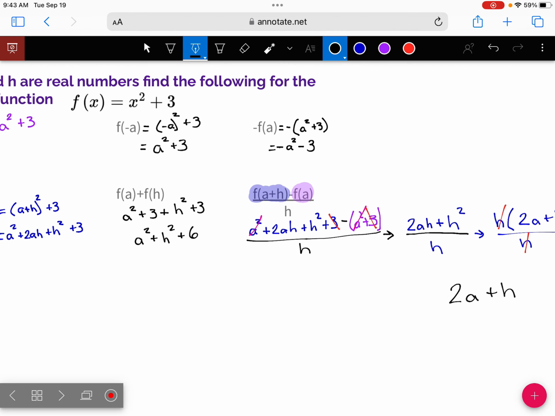Will we be able to, well, obviously we can't, but why wouldn't we be able to just cancel out the h? You can, as long as you remember to cancel it out of both. Since it's added together, I've got to cancel it out of this one here and this one here. Okay?